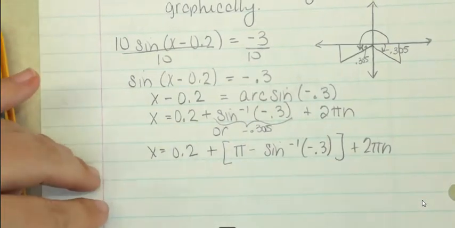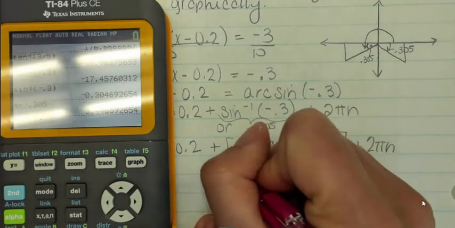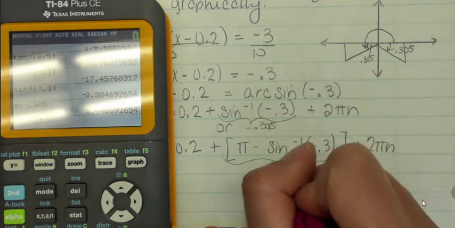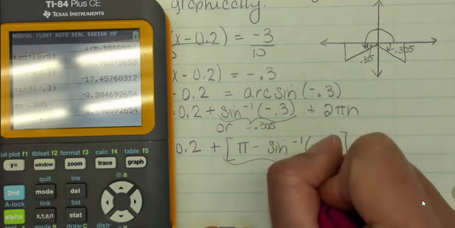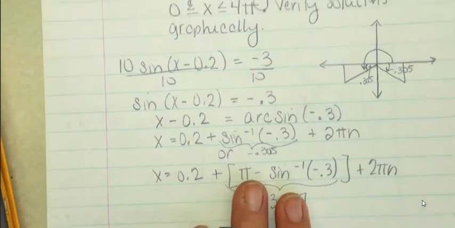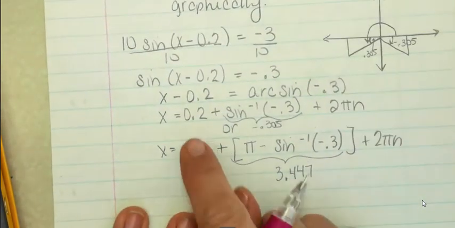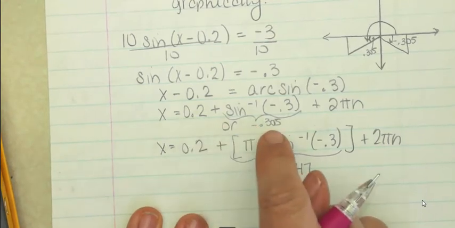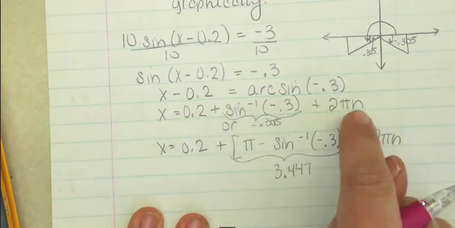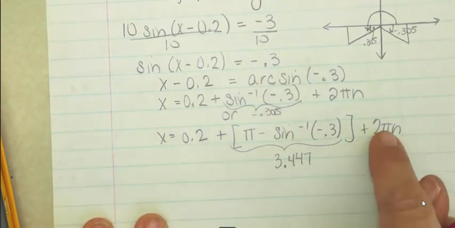So this right here then is going to be pi minus a negative 0.305, which gives me approximately, so this piece right here is approximately 3.447. Now let's go back to what I originally needed. My domain needs to be in between 0 and 4 pi, so it needs to be positive. So if I just start out by going 0.2 plus negative 0.305 and do no revolutions, I'm going to have a negative. My next highest value will probably come from this, where I don't do any revolutions.